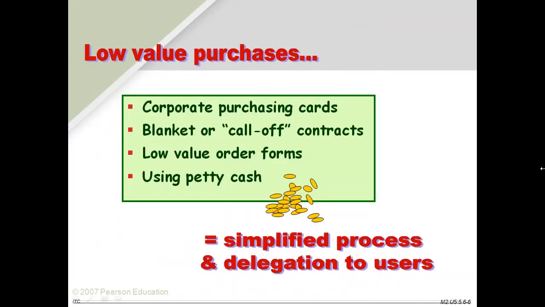Low value purchases. Here again is my request which I made earlier also. If items are of low value and low risk, try to use the purchasing card. I know in India it is still picking up. I happened to do this exercise of implementing a purchasing card, I would say in '93, '94, something around there. It was a wonderful experience I had in those days. It's a great tool. It cuts down the cost of imprest accounts. Then there are blanket or call-off contracts, and low-value order forms using petty cash.